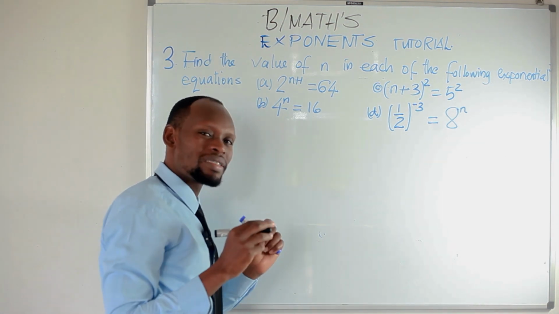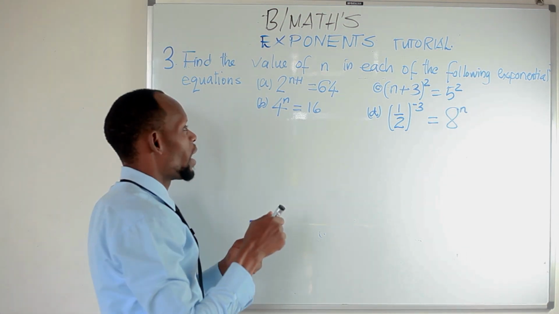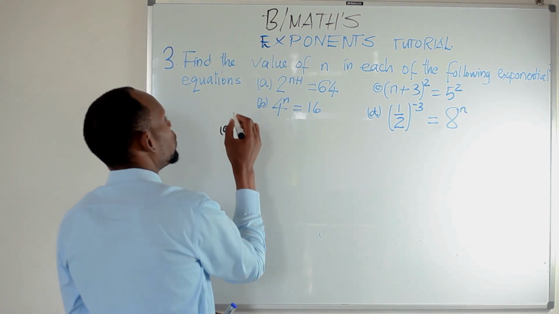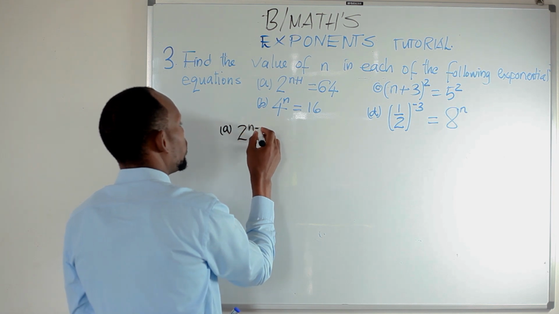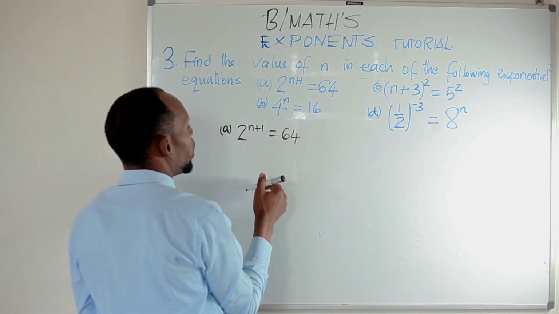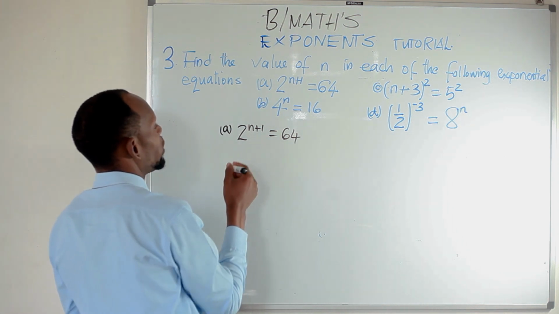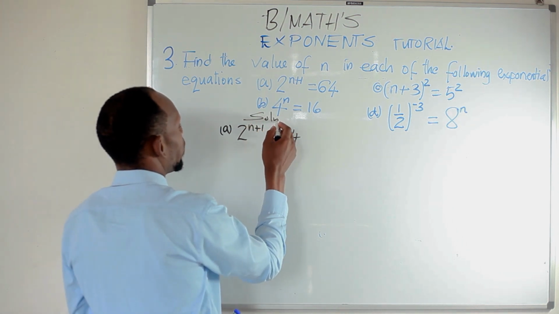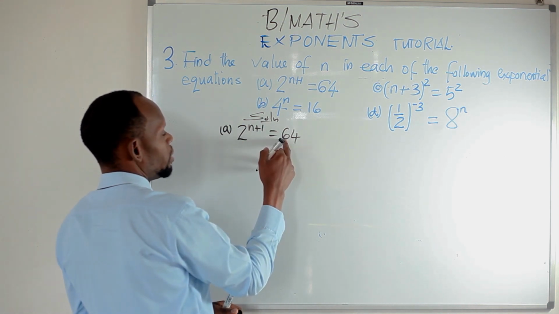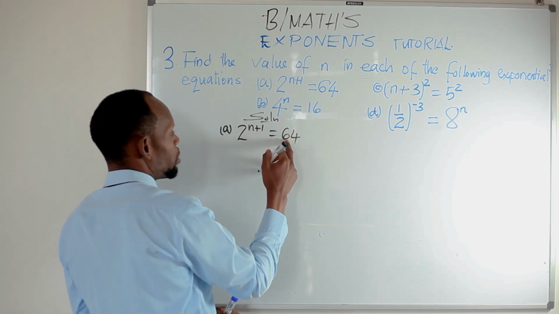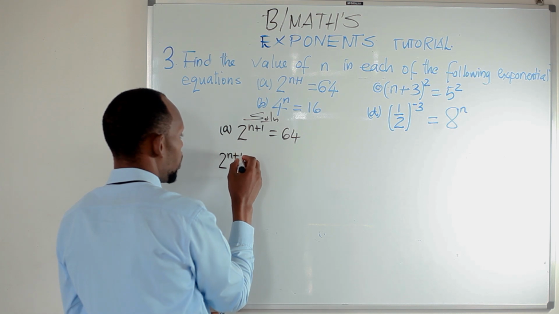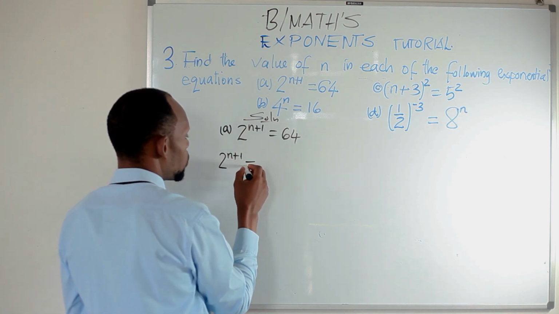I am going to show you the simple tricks on how to solve this. Let's go for A. You are given 2 power n plus 1 equals 64. The main solution here is to find the base, to make sure that you can factorize this number to get this base. So it will be 2 power n plus 1 equals this one.